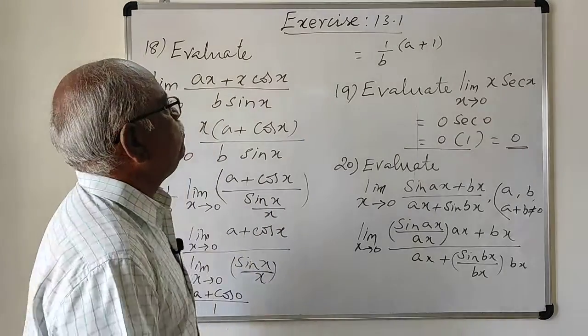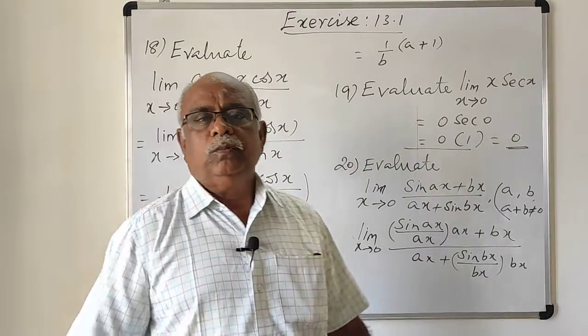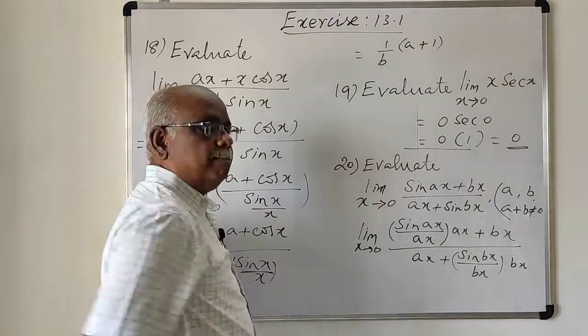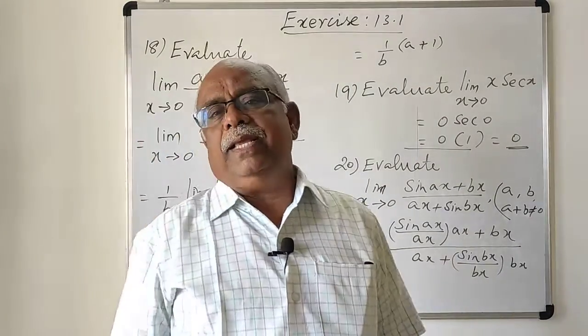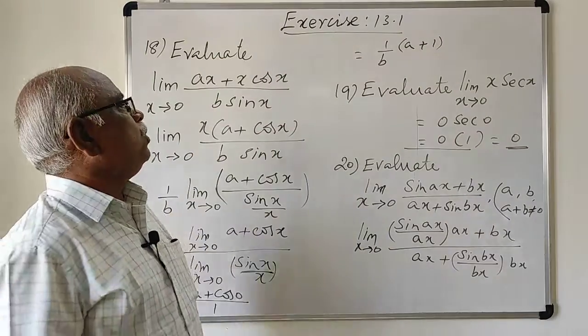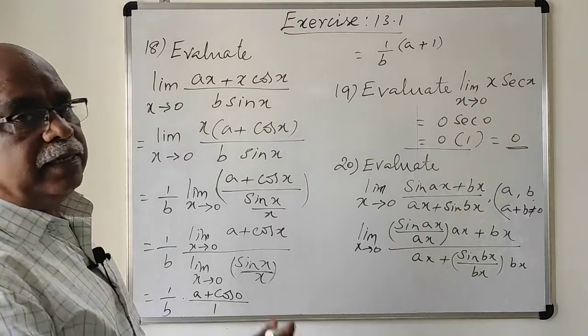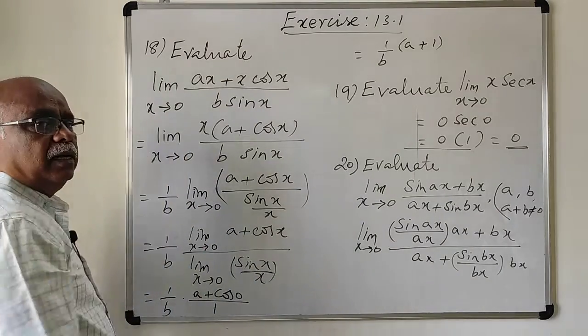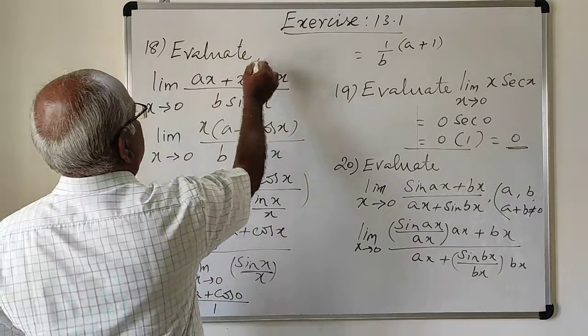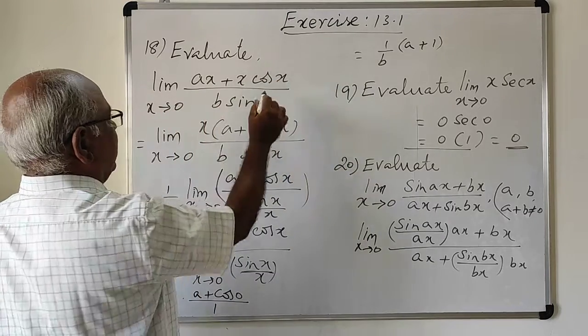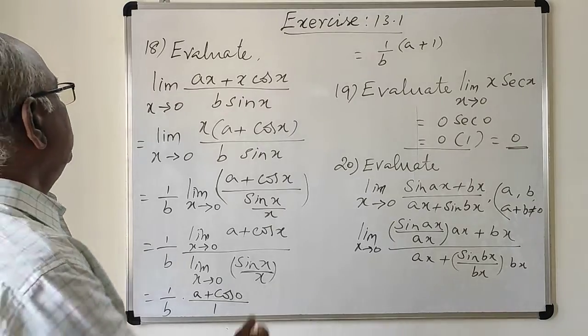My dear students, in the previous video, I have solved some problems in exercise 13.1, and in this video also I am going to continue the same exercise 13.1. In this exercise, problem number 18, that is, evaluate limit x tends to 0 of (ax plus x cos x) by (b sin x). That is the problem.